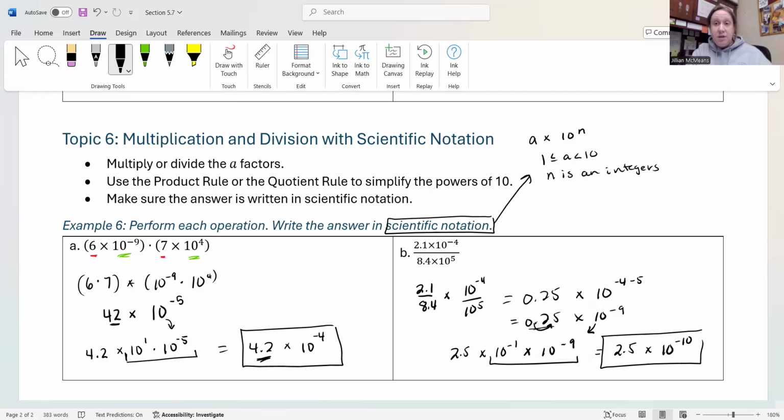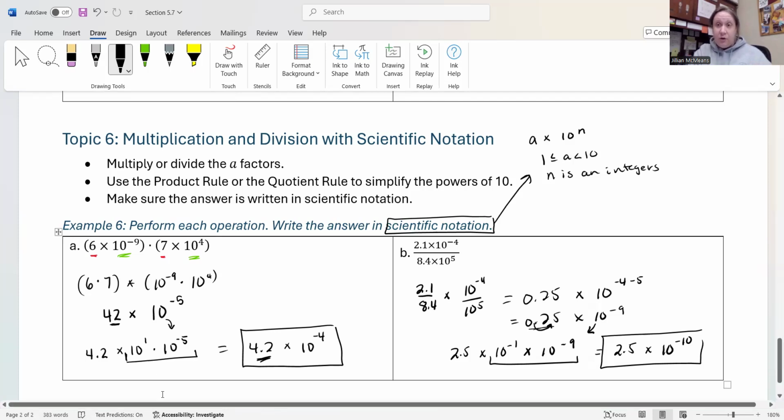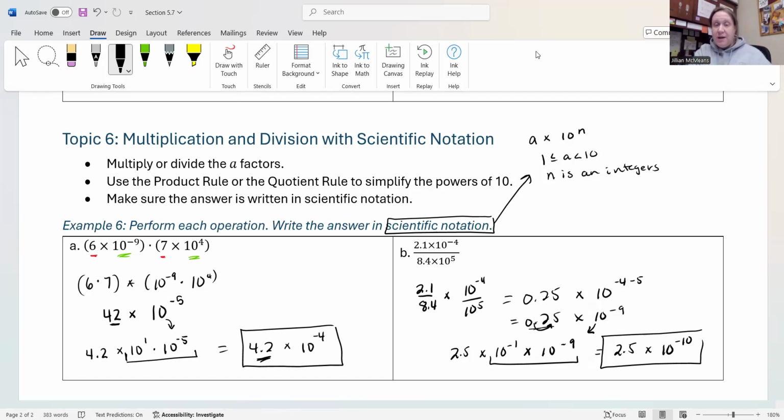So with questions like this, do your multiplication and division the way I showed you. And then if your directions say to write the answer in decimal notation, just expand it back out. If it says write your answer in scientific notation, you do have to be really careful. You have to make sure that the a factor is a number between 1 and 10. So rewrite it in scientific notation and then just combine your powers of 10 again. And that's it.